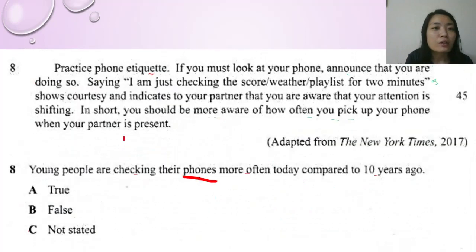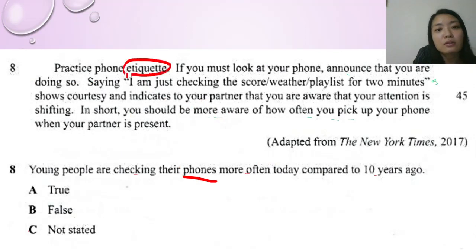Next one, practice phone etiquette. Maybe this first paragraph is talking about etiquette. You must look at your phone, announce that you're doing so, saying, I'm just checking for 2 minutes, show courtesy, you're aware and that your attention is shifting. In short, you should be more aware of how often you pick up your phone when your partner is present. Okay, so this is about etiquette.